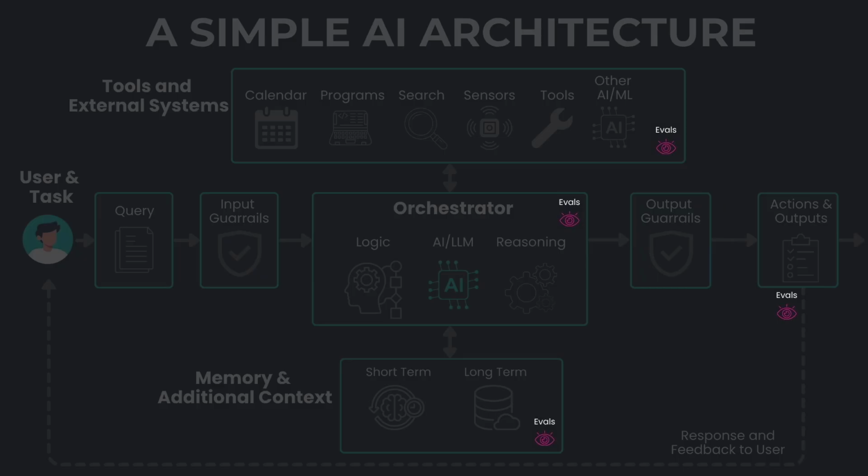There's one other thing that I want to point out. Notice in many of these boxes, there's a little icon that says Evals. You might have to look closely, but it's there. And you see this in the orchestration layer. You see this in the tool layer. You see this in the memory and context engineering layer. You also see it at the output step.